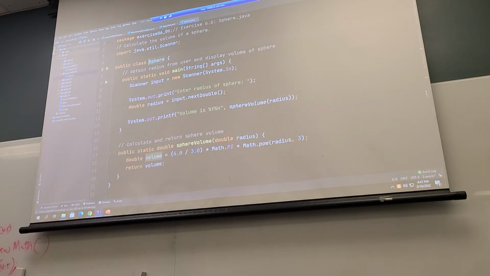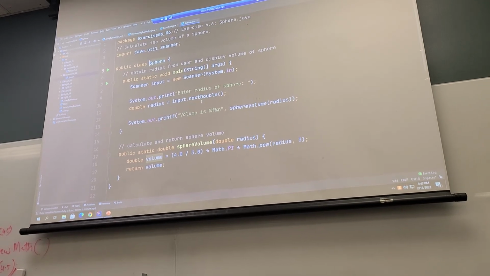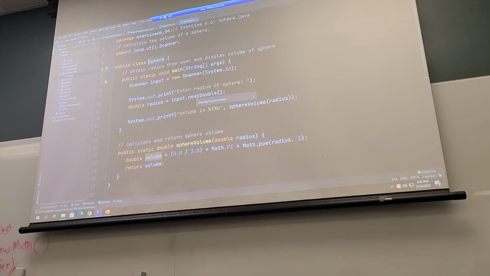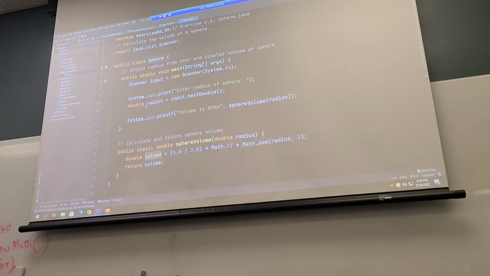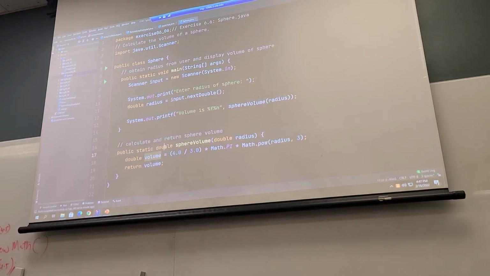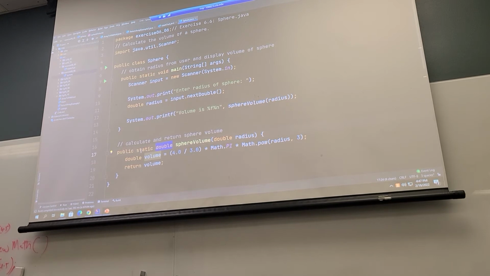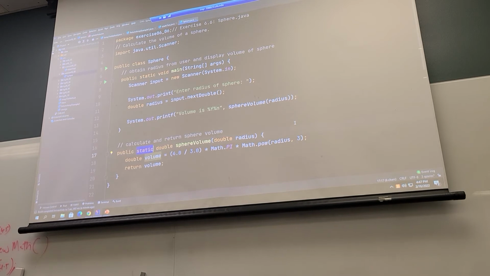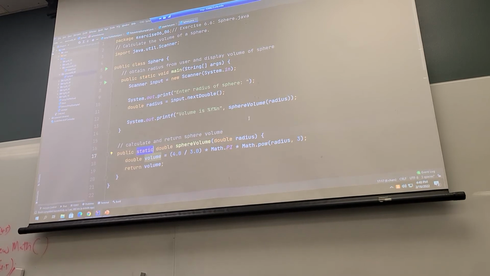Sphere. What is that? Okay. So the program here: you're getting the radius of a sphere. Then you call the method sphere volume, line number 17. This method is going to have an input which is a double and an output which is also double. And it's static, so you don't have to create an object. That makes your job easy.